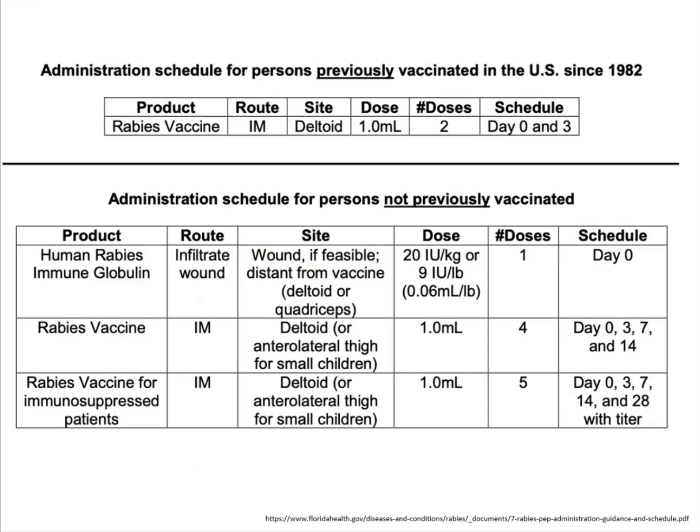This is the post-exposure prophylaxis recommendations. Easy enough if you're already vaccinated. You just get 2 vaccines on day 0 and day 3. If you're not vaccinated, then we have this down here. Ideally, if you have a wound, you give human rabies immunoglobulin into the wound, and then you give the rabies vaccine, at least 4 doses. If you're immunocompromised, you'll do a 5th dose.